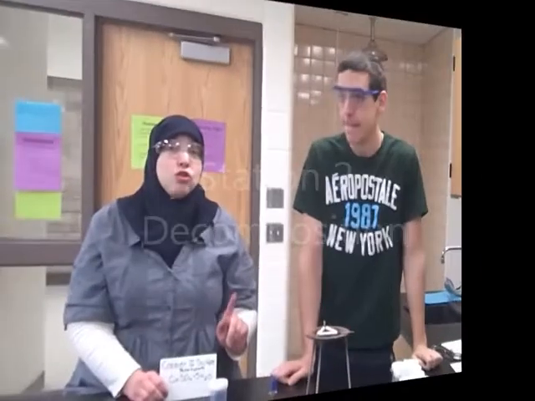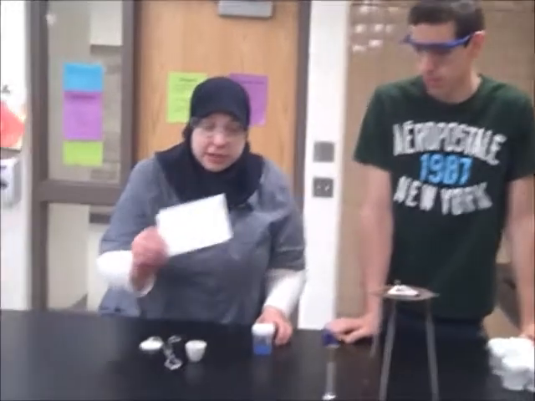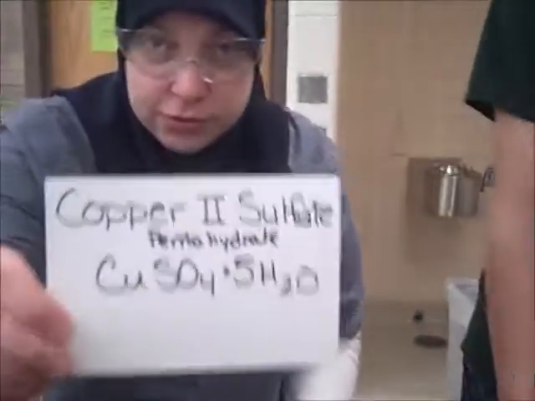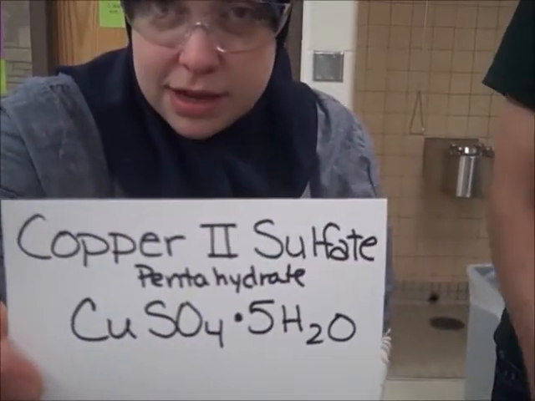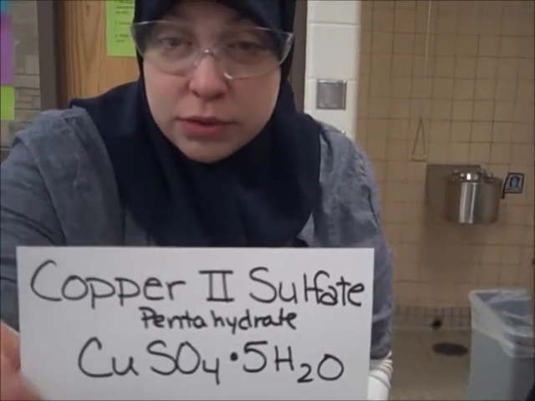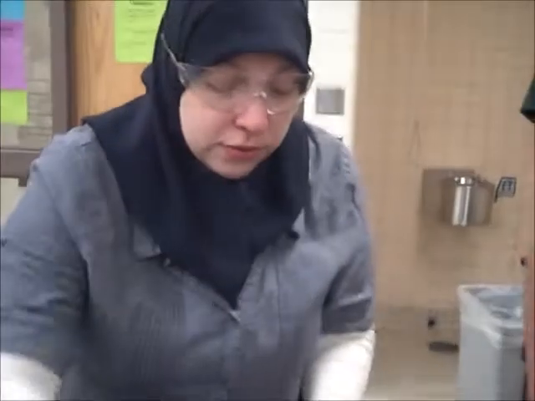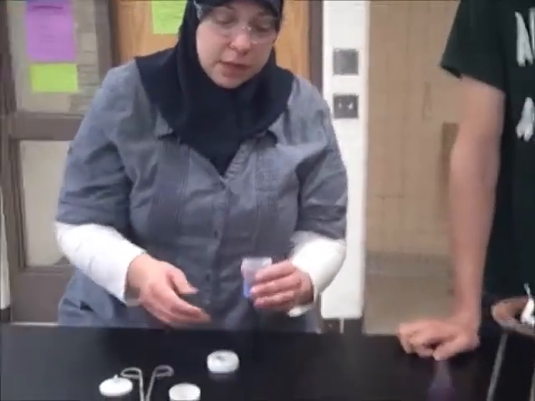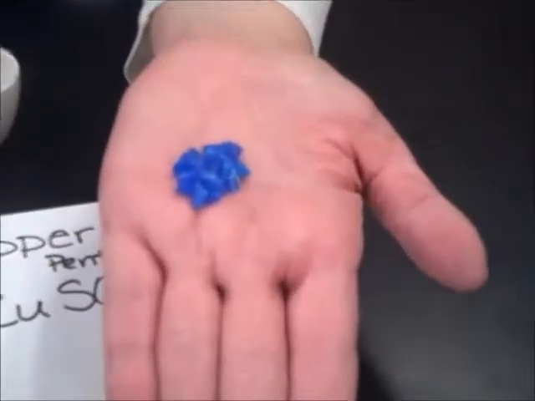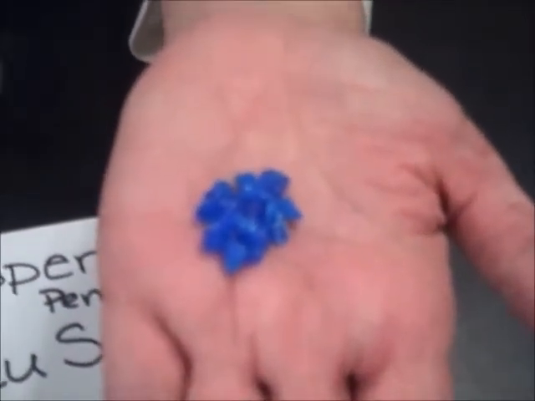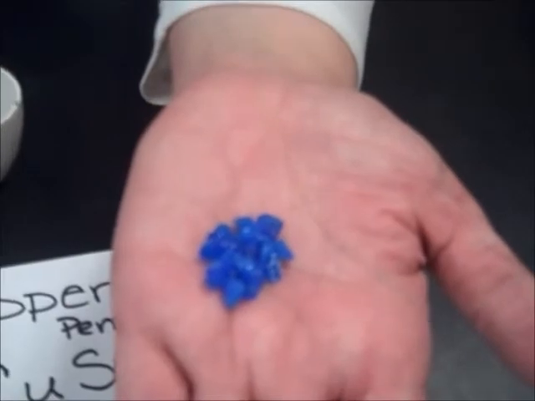Alright, so this is station 2 reaction. Station 2 is a decomposition. And we are taking copper 2 sulfate pentahydrate, which means it's surrounded by water molecules. There's the formula for it right there. And we are going to decompose this substance. It's very pretty. It actually looks like little pebbles you would find in an aquarium. But that is the hydrate.